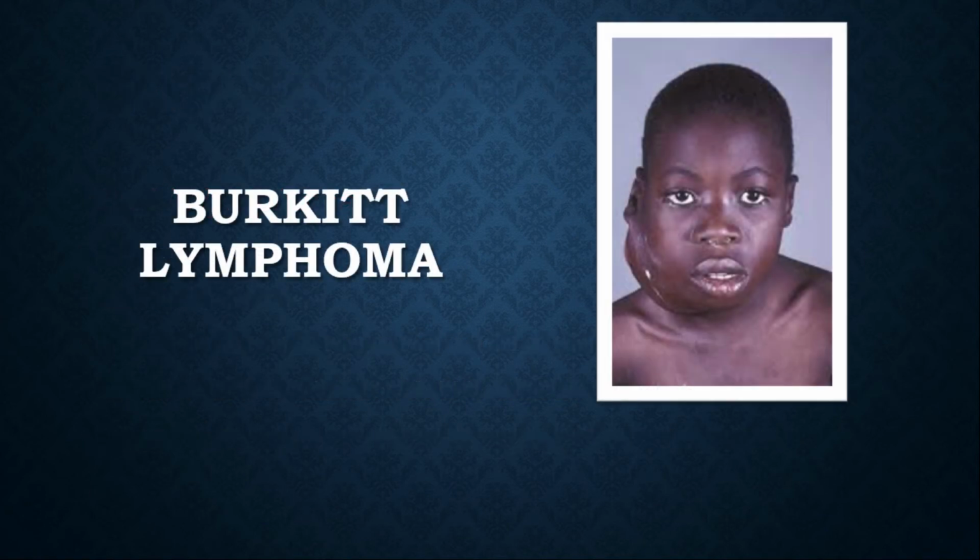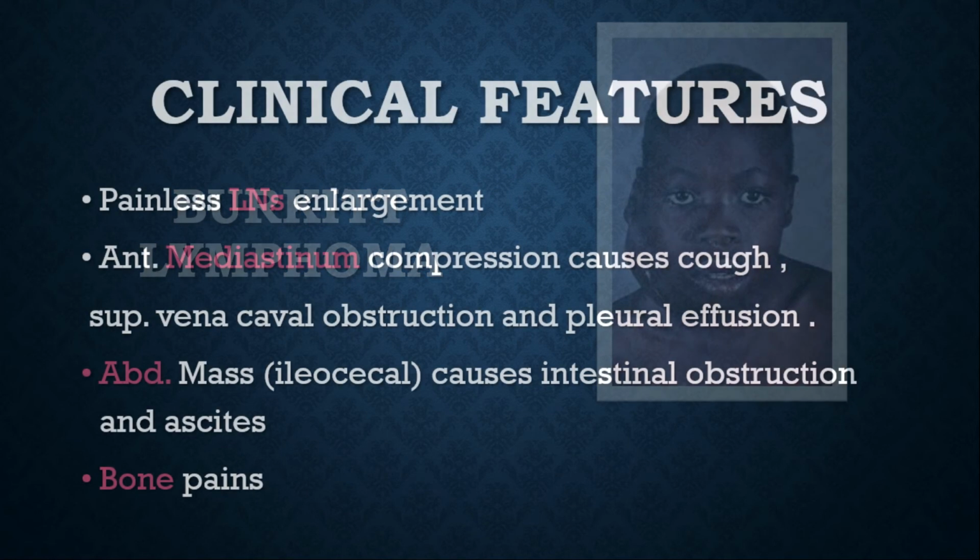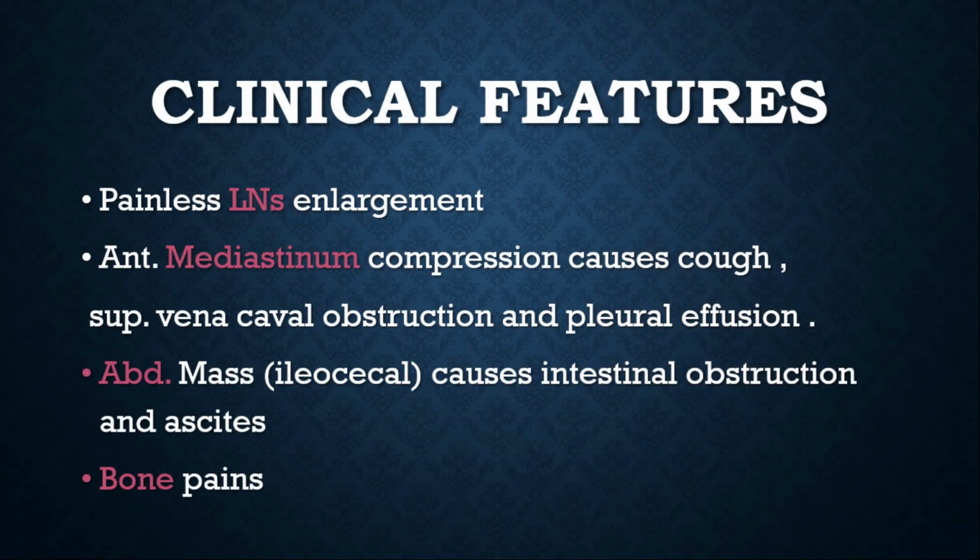This is a photo of a Burkitt lymphoma child, and he's having a huge swelling on the right side of the jaw and the face. What about the clinical features of non-Hodgkin lymphoma? It is almost the same as the Hodgkin. There is lymph node enlargement. As we said, Hodgkin lymphoma is mainly a nodal involvement, while the non-Hodgkin lymphoma is an extranodal involvement. So here we find more involvement of extranodal sites.